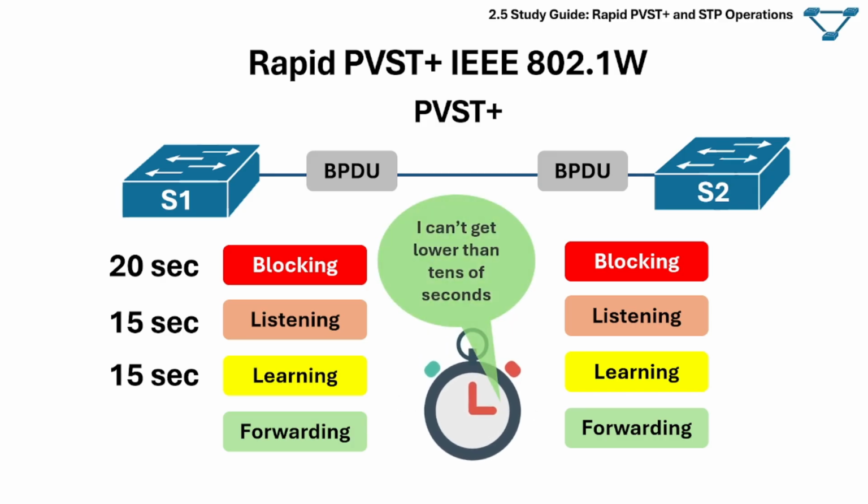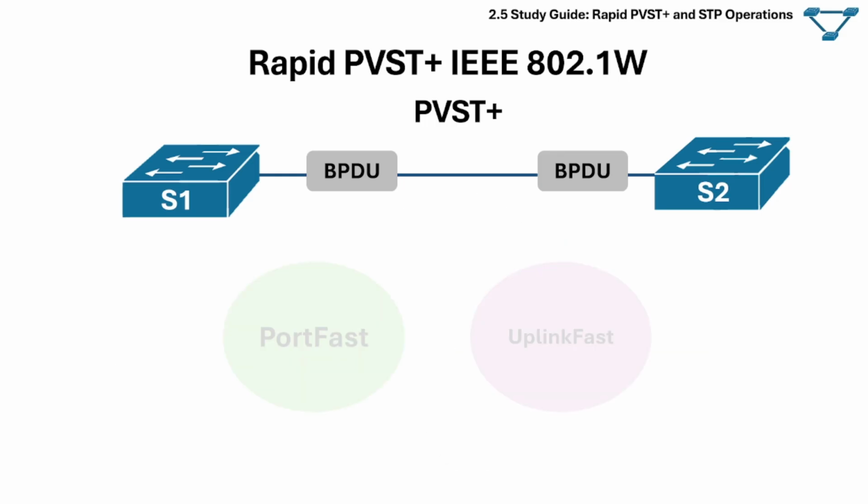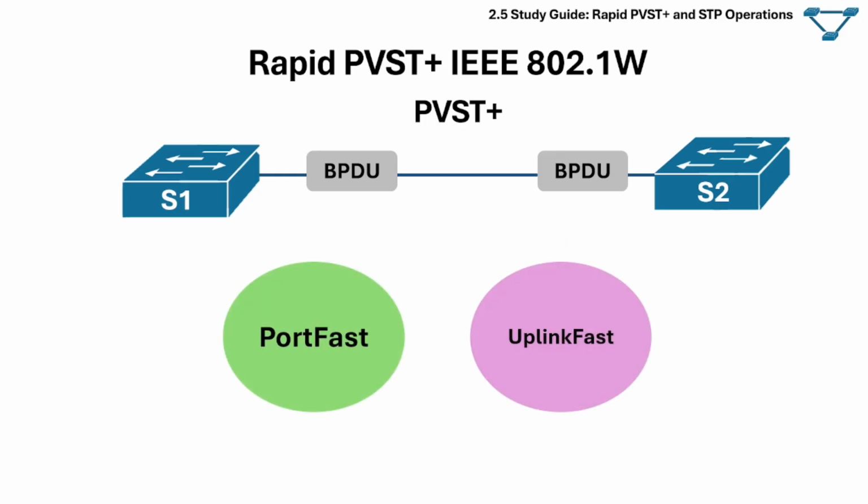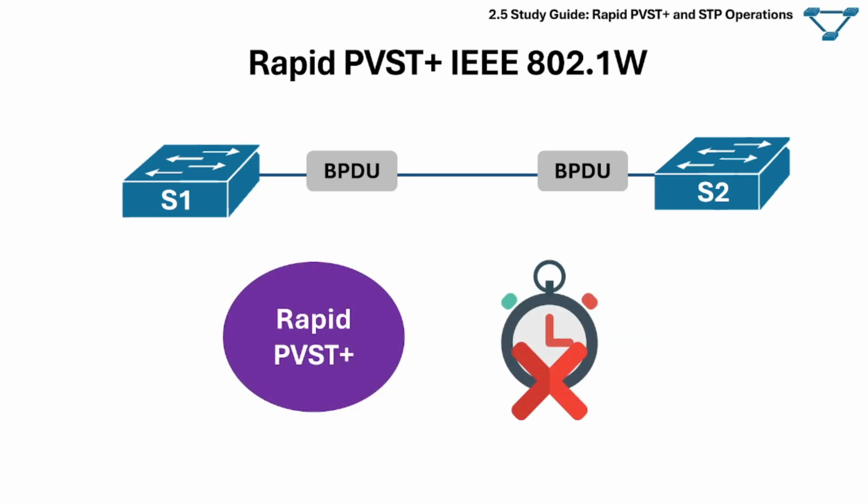If you want to speed up the convergence process, you must lower the timers. But even then, you can't get lower than tens of seconds. To improve STP's performance, Cisco introduced enhancements to PVST+ like UplinkFast and PortFast. These features help speed up network recovery, but they required extra setup. Here comes Rapid PVST+, which doesn't rely on timers to decide whether to put an interface in the forwarding state.